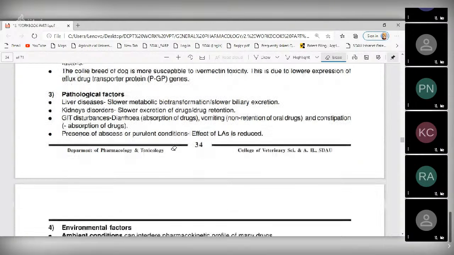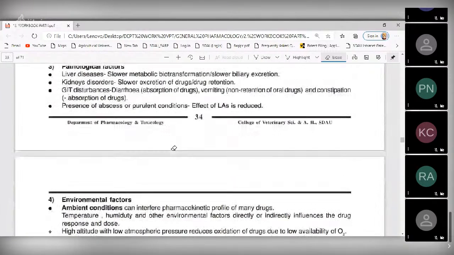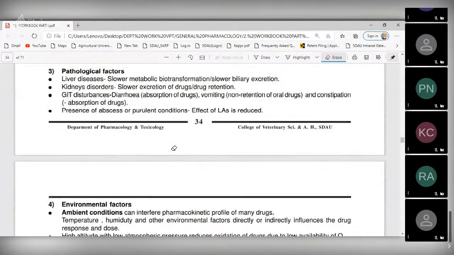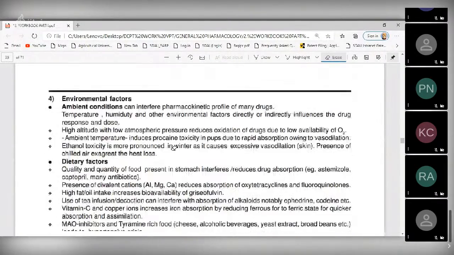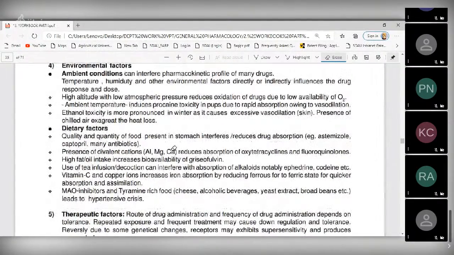Then our pathological effect. Already we have discussed the disease of the liver, kidney, lungs, and gastrointestinal disease; they will alter the metabolism, excretion, absorption, and distribution of the drugs. Because of these factors, there is a change in the dose response, and then you have to adjust the dose regimen. Then environmental factors: temperature, humidity, dietary factors.